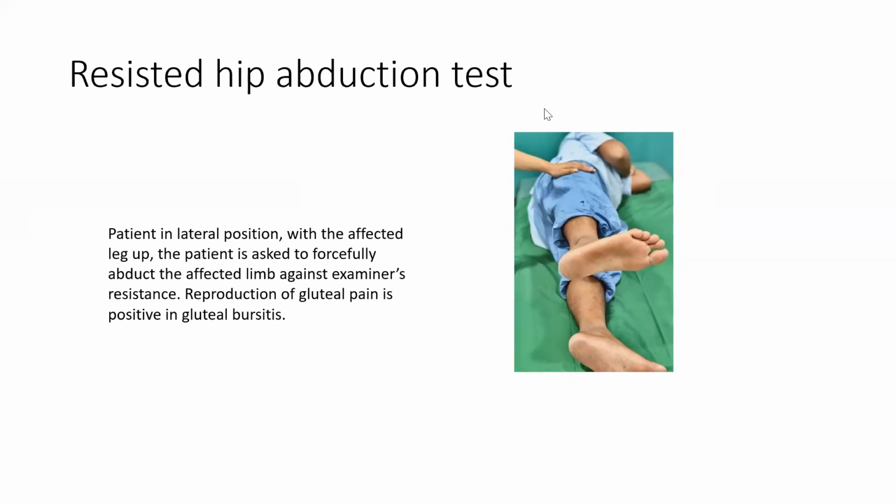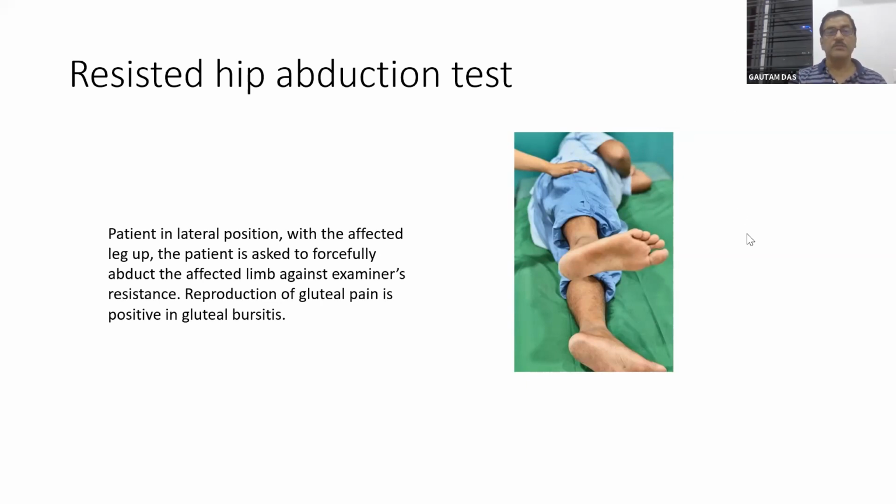Okay, so the resisted hip abduction. If you can remember the hip abductor muscles, very important is your gluteus medius. Apart from that, gluteus minimus also. They are inserted into the greater trochanter, and there are bursae there, the trochanteric bursa as well as the gluteus medius bursa. So if there is trochanteric bursitis or tendinopathies of the gluteus medius or minimus, then this resisted hip abduction test will be positive. So the patient will be feeling pain there.